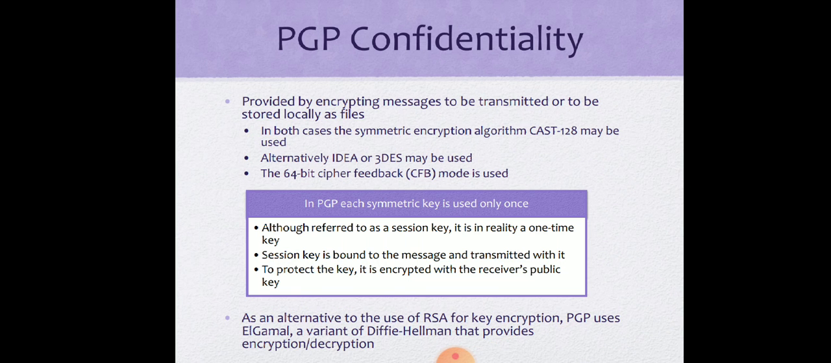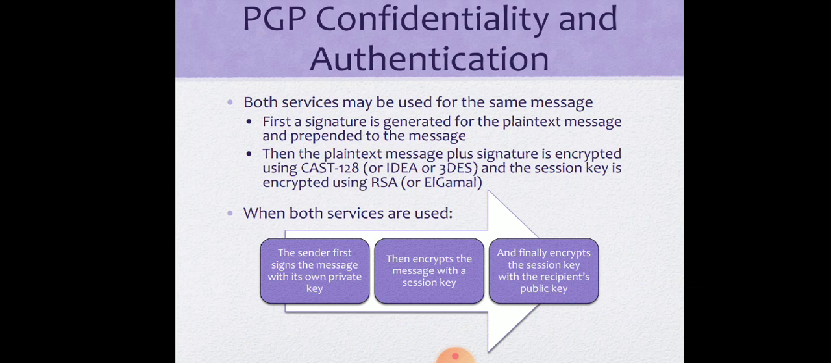When you want to provide confidentiality, you can encrypt your message. Mainly confidentiality is achieved using encryption. For encryption, you can use IDEA or triple DES. You can use a symmetric key system to encrypt your message to provide confidentiality, and then the session key is transmitted with the message so that the receiver gets the same session key. This is like a one-time password. To protect the key, this session key is encrypted using the public key cryptographic system. As an alternative to RSA for key encryption, PGP can also use the Diffie-Hellman key exchange to transfer the session key. You can also provide confidentiality and authentication together.